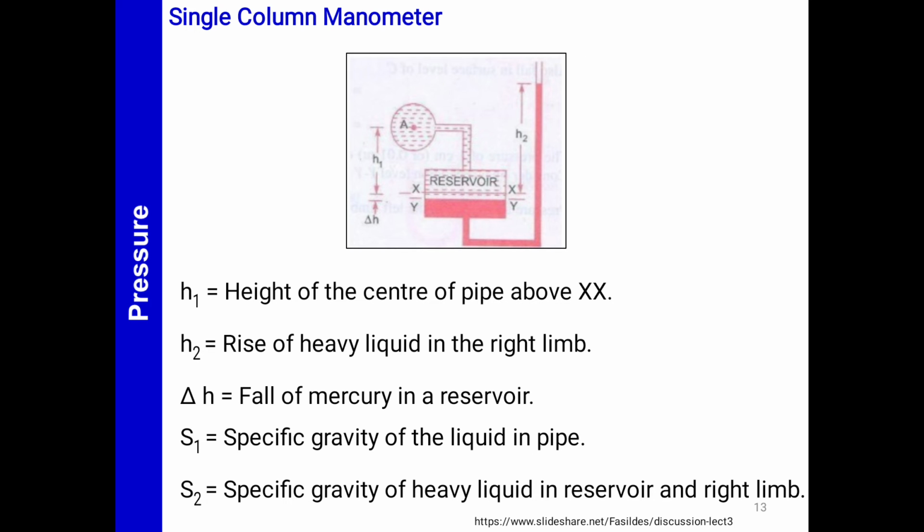Let us consider delta H to be the fall of the heavy liquid in the reservoir, H2 be the rise of heavy liquid in the right limb, H1 be the height of the center of the pipe above XX, PA be the pressure at A which is to be measured, capital A as the cross-sectional area of the reservoir, small a the cross-sectional area of the right limb, S1 as the specific gravity of liquid in the pipe, and S2 as the specific gravity of heavy liquid in the reservoir and right limb. Rho 1 is the density of liquid in the pipe, rho 2 is the density of liquid in the reservoir.